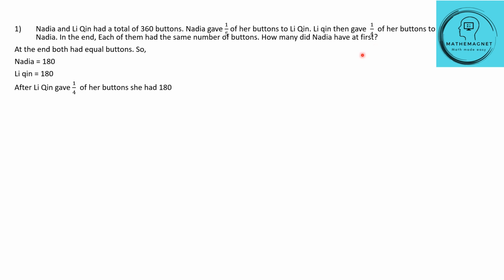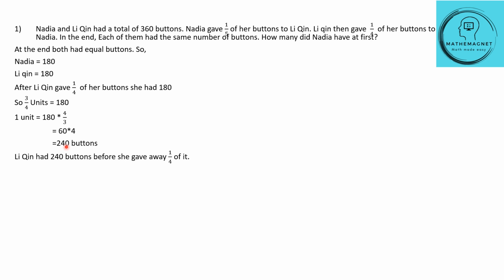After she gave 1/4 of the buttons, Leakin was left with 180 buttons. So 3/4 units were equal to 180. Now let's find out how much she had before she gave 1/4 to Nadia, which is 1 unit equal to 180 into 4/3, which is equal to 60 into 4, equal to 240 buttons. So before Leakin gave 1/4 of her buttons to Nadia, she had 240 buttons.